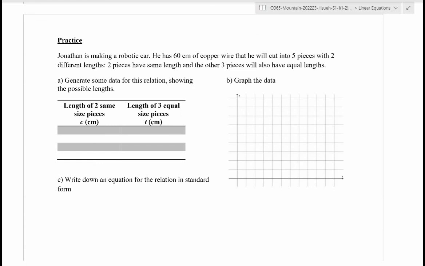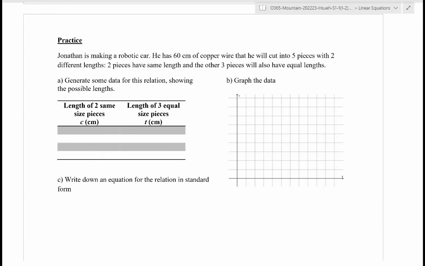Okay, so here we go. It says Jonathan is making a robotic car. He has 60 centimeters of copper wire that he will cut into 5 pieces with 2 different lengths. Okay, 2 pieces have the same length and the other 3 would also have the equal length. So let's say the length of the 2 same size pieces we call C, and the length of the 3 equal size pieces we call T.